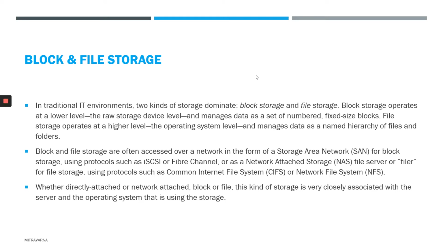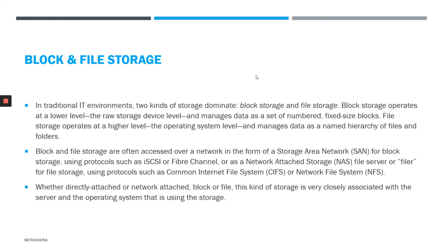The first point is, in traditional IT environments, two kinds of storage dominate. One is block storage and the next is file storage. Block storage operates at a lower level, the raw storage device level, and manages data as a set of numbered, fixed-size blocks. Whereas file storage operates at a higher level, the operating system level, and manages data as a named hierarchy of files and folders.